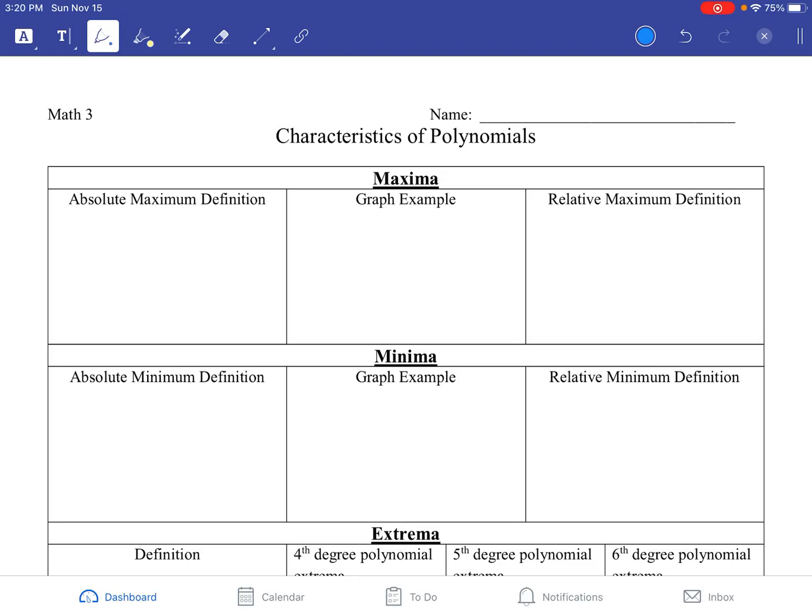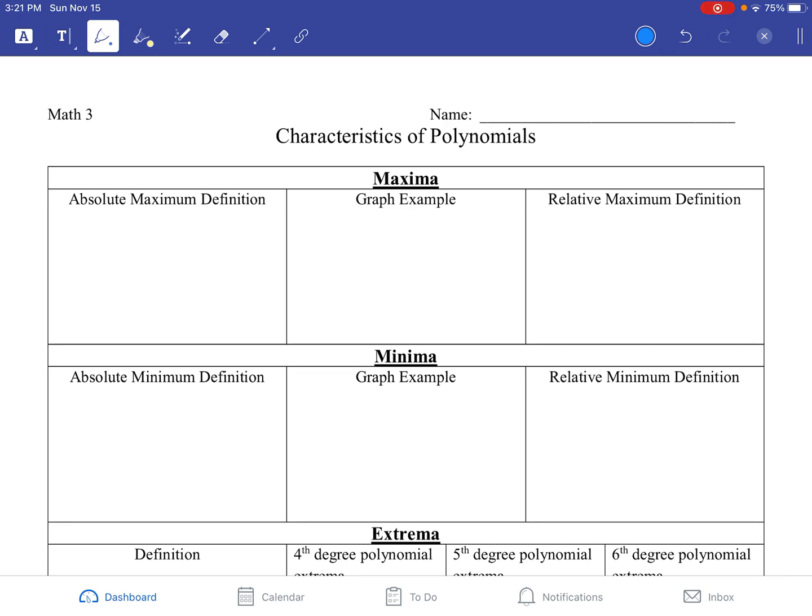For today, we're going to be looking at characteristics of polynomials. All right, we're going to be looking at three main things: maxima, minima, and extrema. I'm going to explain what all these things are and how to find them on a graph or whatever you might be given. All right, first we're going to look at is maxima.